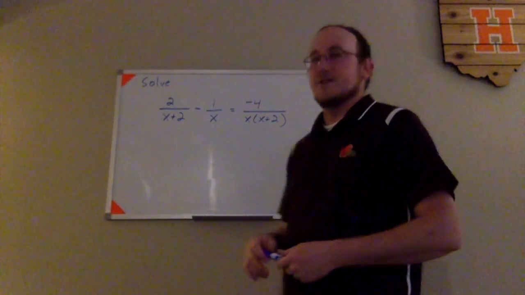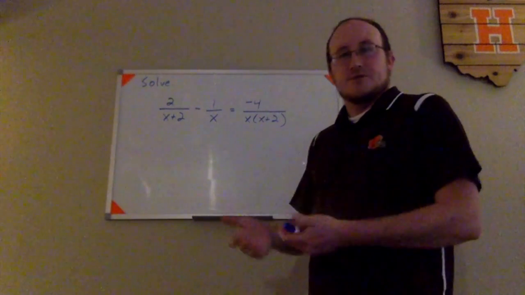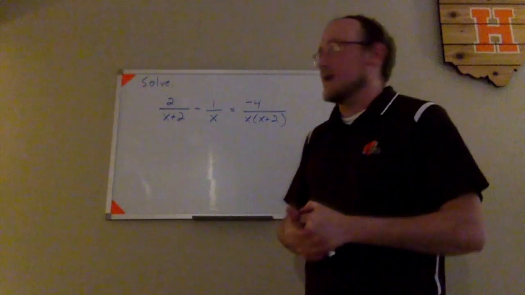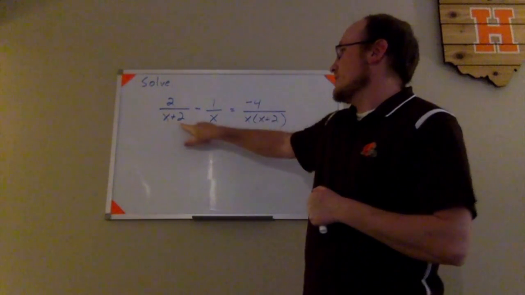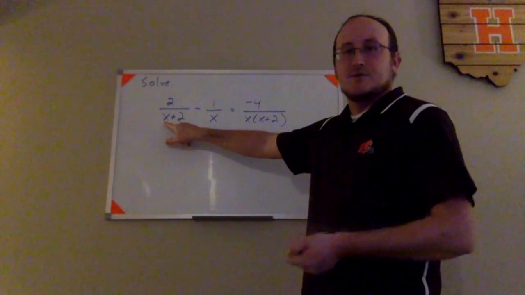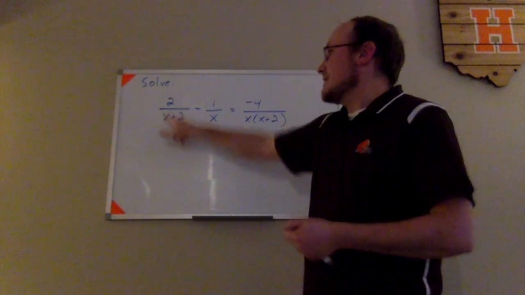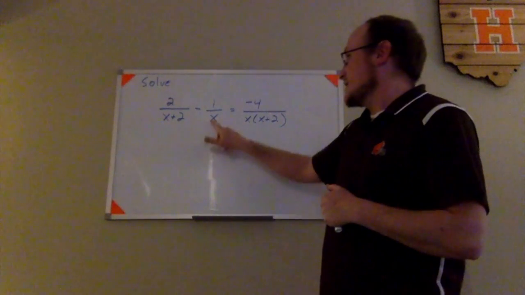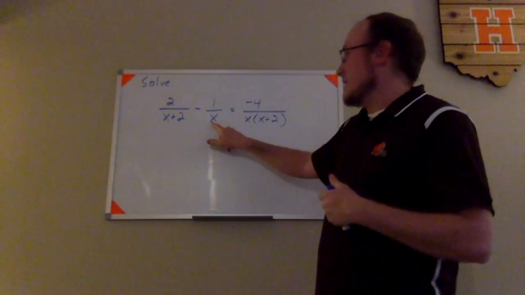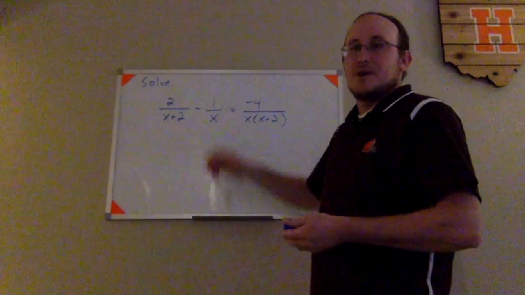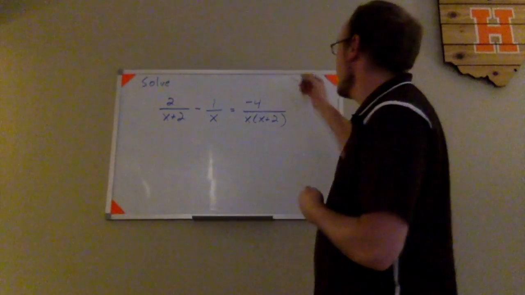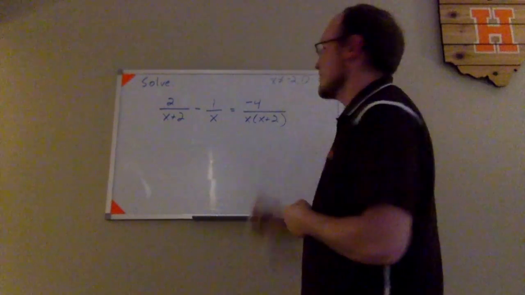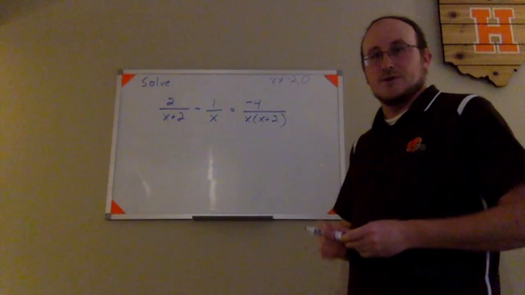Before I get too far into this, I just want to comment on the restrictions on the variables. That's going to play a major role in this particular problem, so I'm going to bring it up now. Remember, x cannot be -2, because if x was -2, you would have a 0 on the bottom of this fraction, making this piece undefined. x can also not be 0, because that would make this have a 0 on the bottom and be undefined. So our restrictions on the variables, remember, are x cannot equal -2 or 0. That's going to be important as we go through and solve this problem.